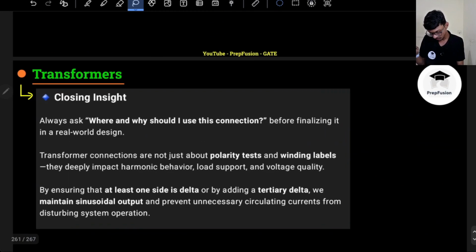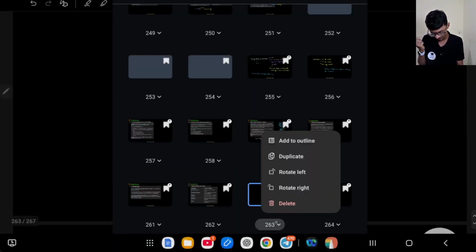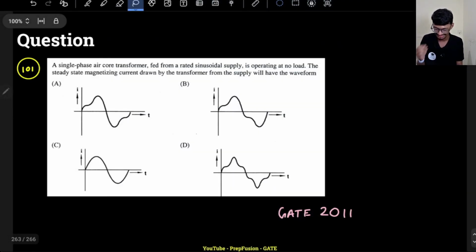Okay, so now let's do a few questions. A few theoretical ones. GATE has also asked from these portions, but very rarely. It will be a very easy question, trust me. It will not be very hectic for you.